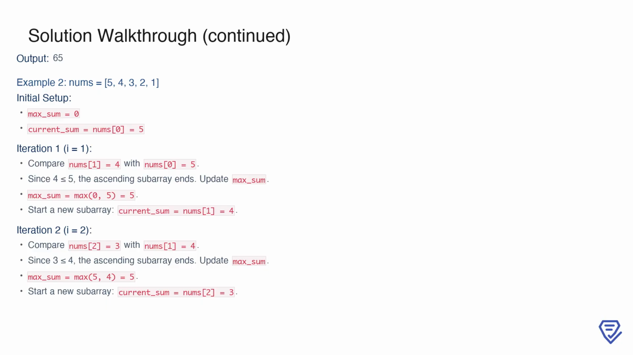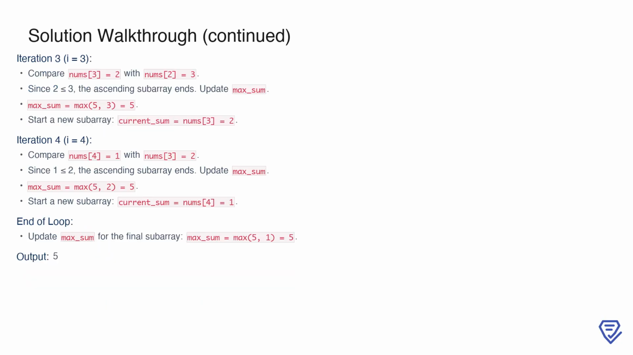We then start a new subarray with current_sum set to nums[1], which is 4. In the second iteration, nums[2], which is 3, is compared to nums[1], which is 4. Since 3 is less than or equal to 4, the ascending subarray ends again. We update max_sum by taking the maximum of max_sum, which is 5, and current_sum, which is 4. Max_sum remains 5, and we start a new subarray with current_sum set to nums[2], which is 3.